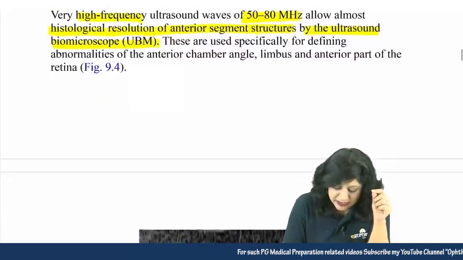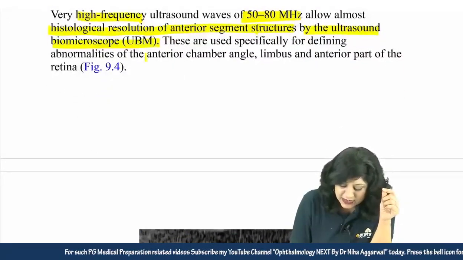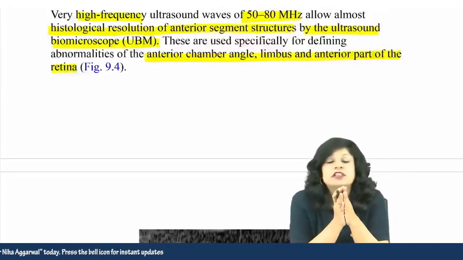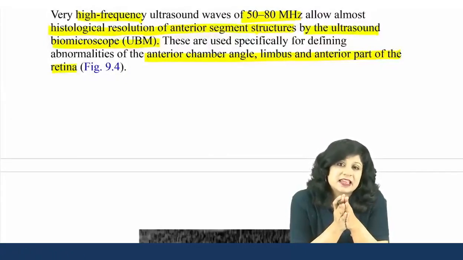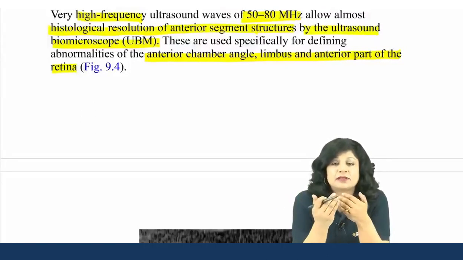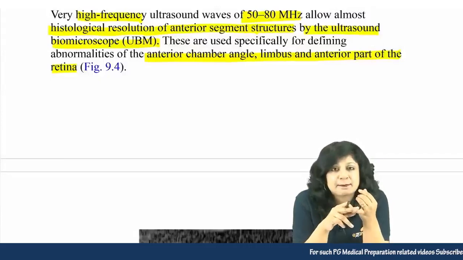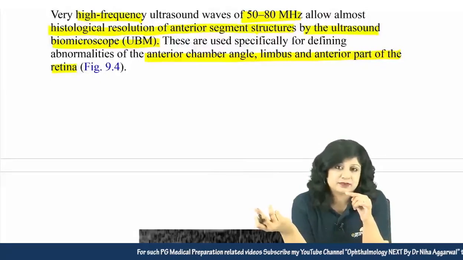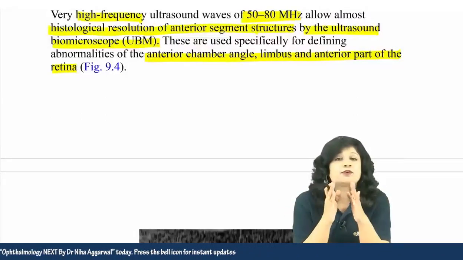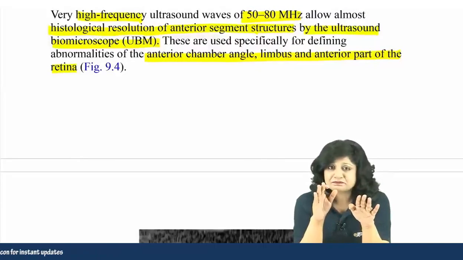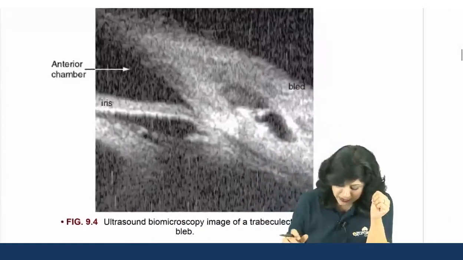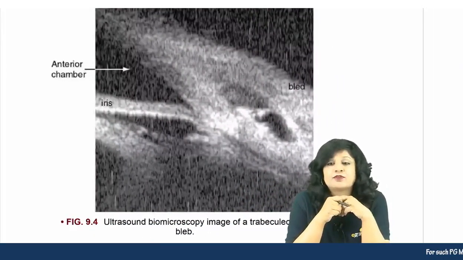These specifically define the abnormalities of the anterior chamber angle, the limbus, as well as the anterior part of the retina. Now there was a limitation of the AS OCT that we were not able to go beyond the uvea, but here I do not have that problem. I can see the anterior chamber angle, I can also see the limbus, and I am even seeing the anterior part of the retina. Can you see the difference between the two? Though both of them can be used for the anterior segment, one has certain limitations and one does not. So see this with the help of UBM. If you look here, we have a bleb here.